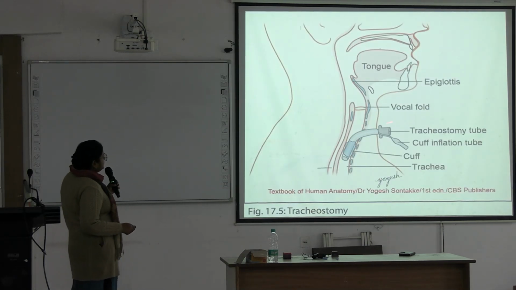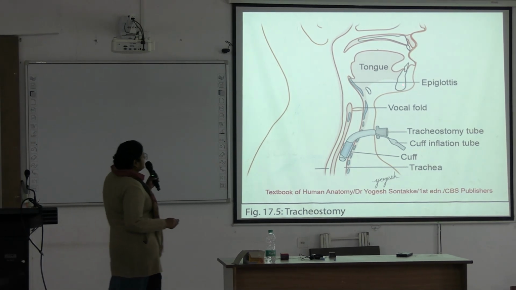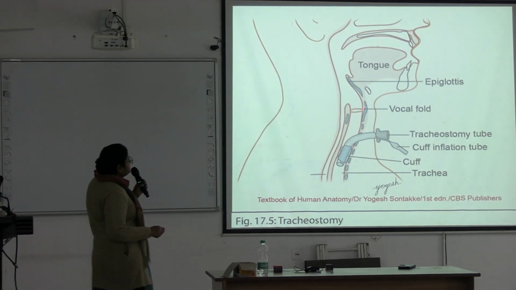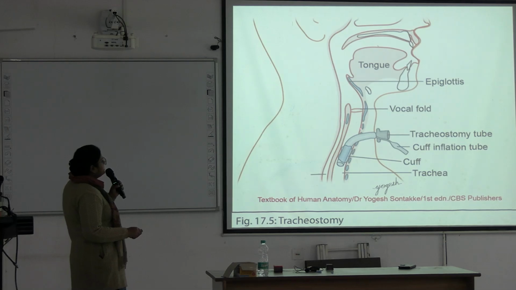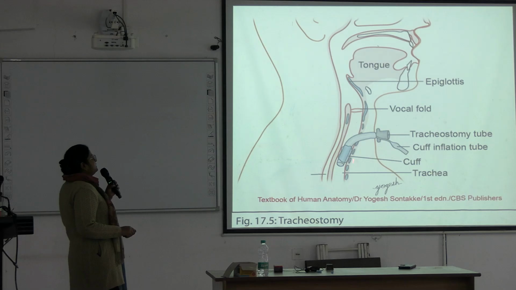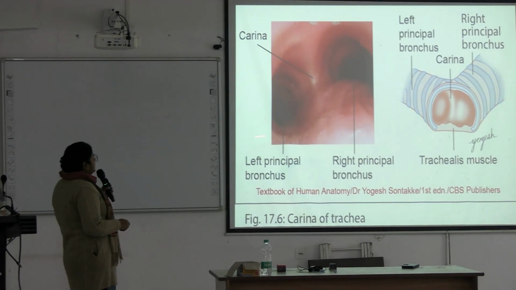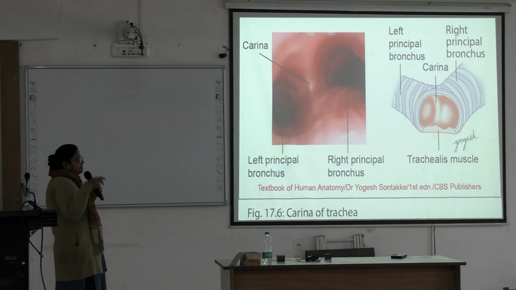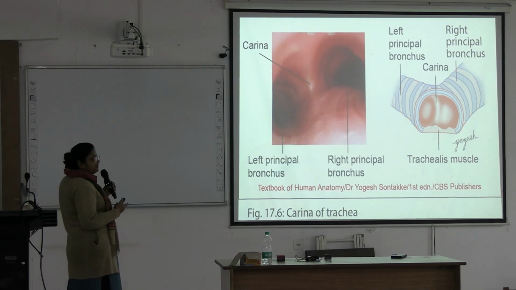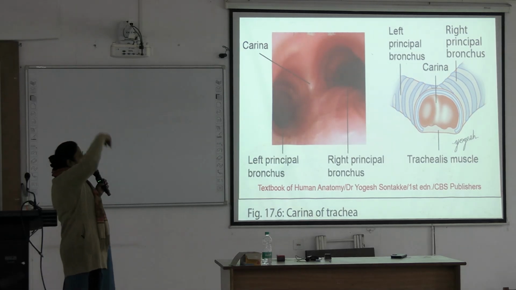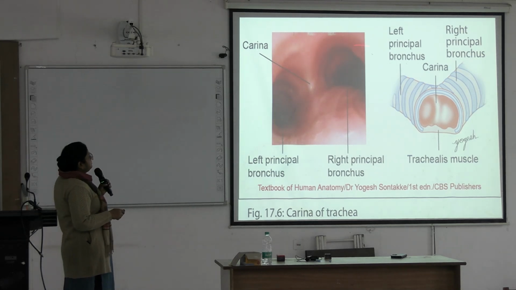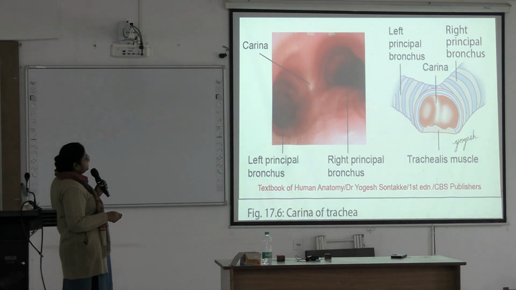This is tracheostomy shown in enlarged view. Here is the larynx. Below this is thyroid cartilage. Here is the cricoid cartilage. Below it, from here, trachea. And this is the balloon of the tracheostomy tube. Here is the opening. And see, this is the carina. Here trachea is bifurcating. This is bronchoscopic view. Okay, bronchi from above we are seeing. And these are the two principal bronchi, left and right principal bronchus.